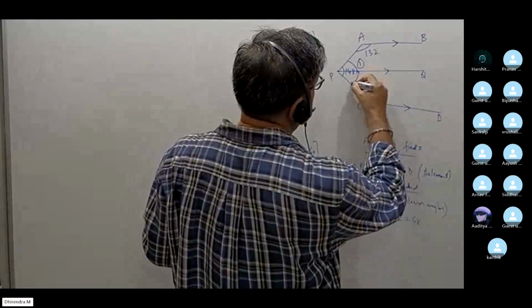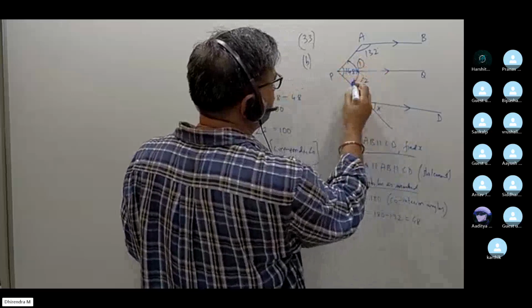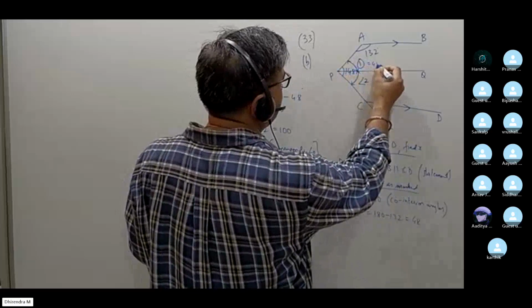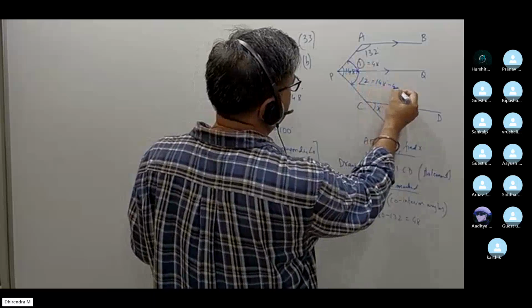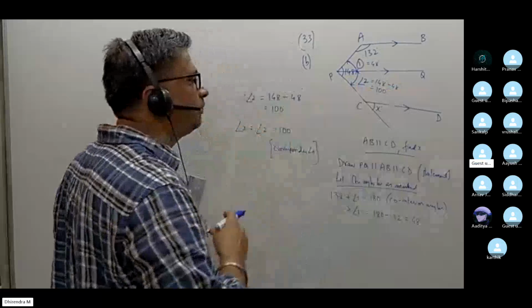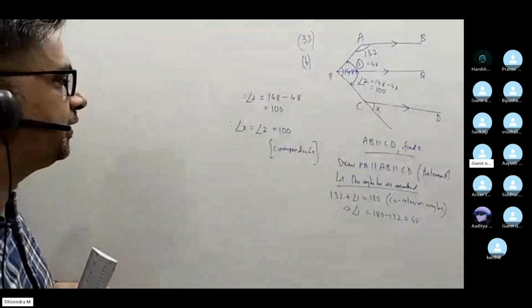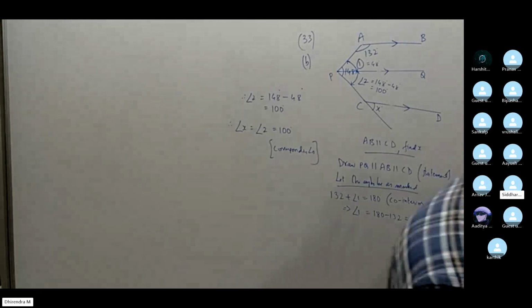I don't know if you're confused here. So this is angle 2 and this is angle 1. So if this entire thing is 148 and angle 1 is equal to 48, then 148 minus 48 is equal to 100 degrees. Is that angle 2? Yes, sir. Got it? Good.